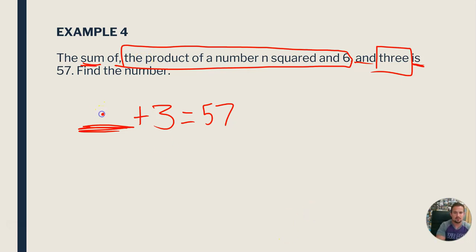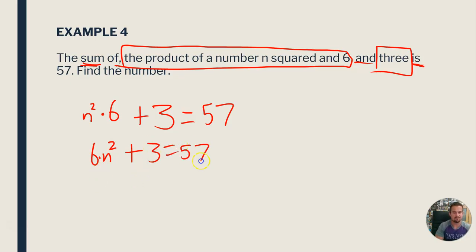So let's write out what the product of a number n squared and 6 is. Product, that's talking about multiplication, of a number n squared. Well, here's my number n. Let's square it. The product of that and 6. I'm going to go ahead and rewrite that as 6n squared. So the sum, addition, of the product of a number n squared and 6, and 3 is 57. Okay? Now let's solve this.